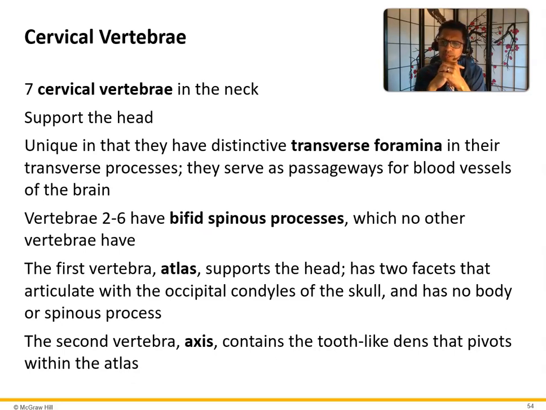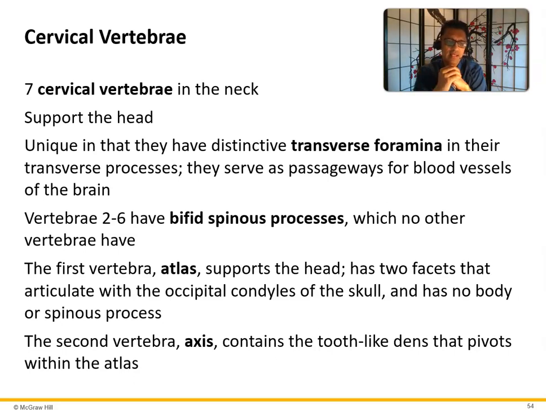I don't know if you know Greek mythology. Remember the guy that holds the whole world on his shoulders and like this? He's known as Atlas. So we call C1 Atlas, which supports the head. It has 2 facets that articulate with the occipital condyle. So here's the skull, here's the 2 facets, and it allows for that. It has no body or spinous processes.